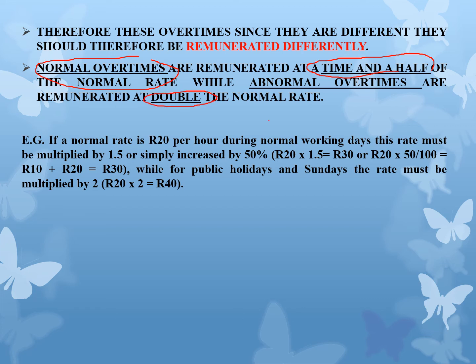Here is an example. If your normal rate is 20 rand during the normal working days, this rate must be multiplied by 0.5 or simply by 50%, which means 20 rand plus 50% becomes 30. If it's public holidays, it's 20 rand multiplied by 2, it becomes 40. Then you will multiply by the number of hours the employee has worked. If it's the whole 8 hours, you multiply by 40. If it's 3 hours or 4 hours there, you multiply by 50 rand.